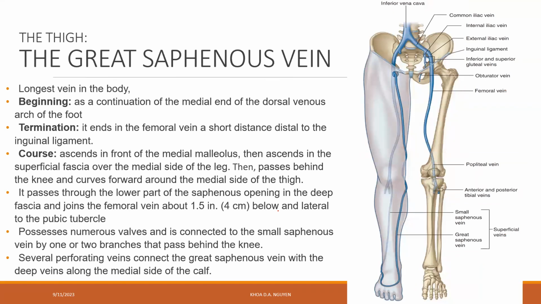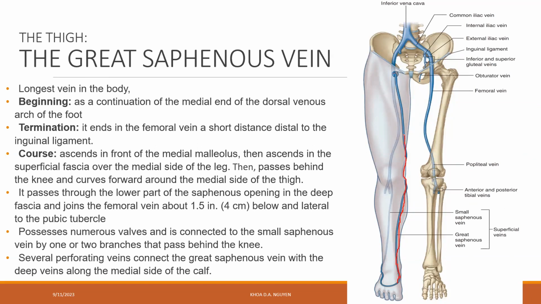All right, so the great saphenous vein, right? The great saphenous vein is the longest vein in the body because it travels all the way from here up to here when it joins up with the femoral vein. It begins as a continuation of the medial end of the dorsal venous arch of the foot, just like we said before. When it goes over here, it will go anterior to the medial malleolus and run on the medial side of the leg like this, and then it will course proximally and superiorly.